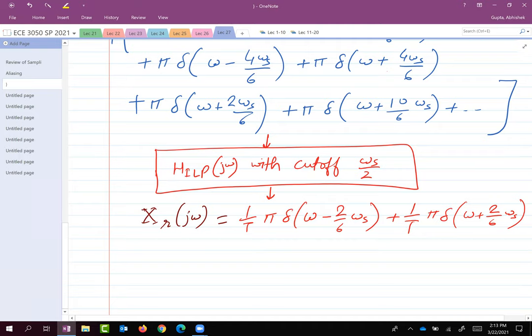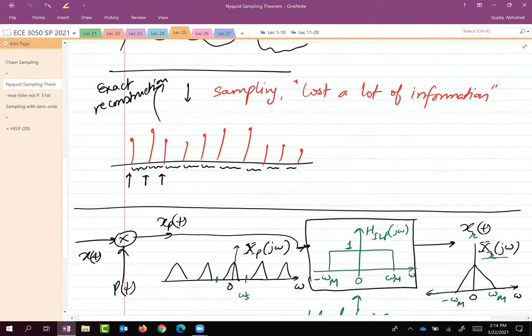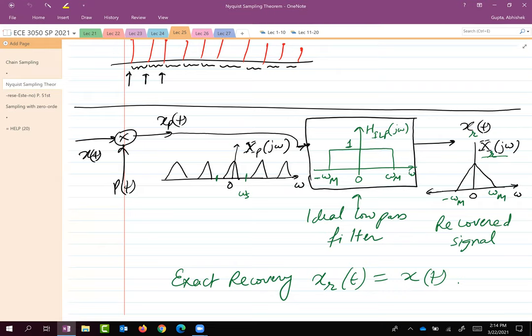I'm not sure if the low pass filter has to have some magnitude. Let me check. Oh, so H of j omega has to have a magnitude of T. So this should have magnitude capital T. Okay, so where did I get this from? Let's go back to lecture 25 and look at the figure. Oh, I made a mistake in lecture 25. So this should be capital T. So make a change in the H LP j omega. This magnitude has to be capital T. It's not 1, as I had originally written.